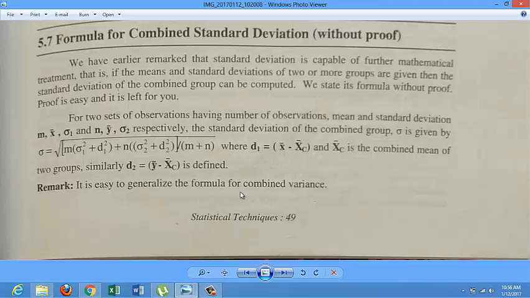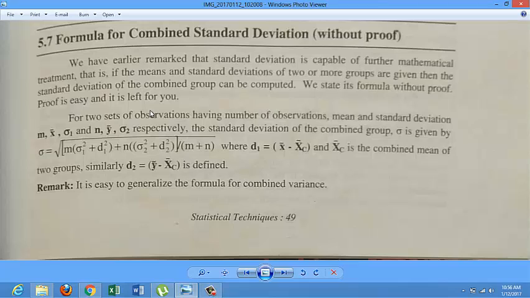Now if you have two different data sets, and you know the number of observations, the mean of those observations, and the standard deviation of each data set. The first data set is this one and the next data set is this one. M is the number of observations for the first, N is the number of observations for the second. The means are y bar and x bar, sigma 1 is the standard deviation for the first data set, and sigma 2 is the standard deviation for the second.